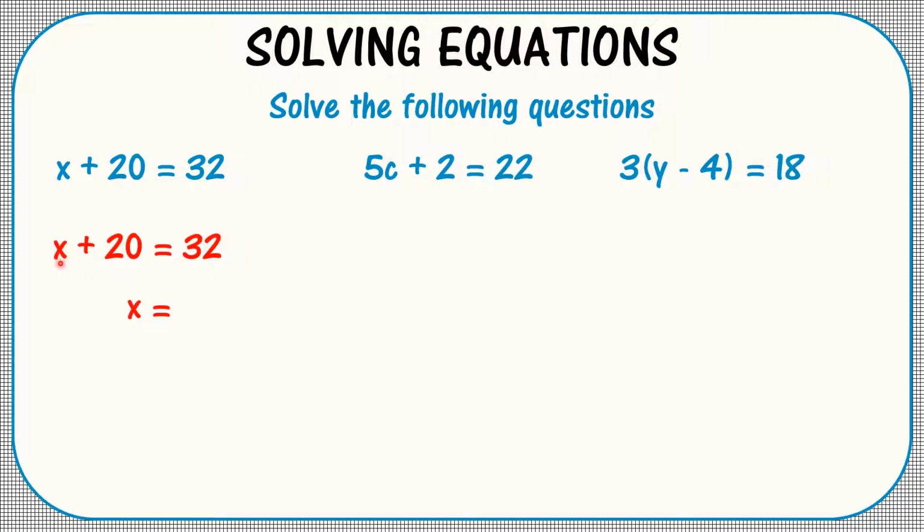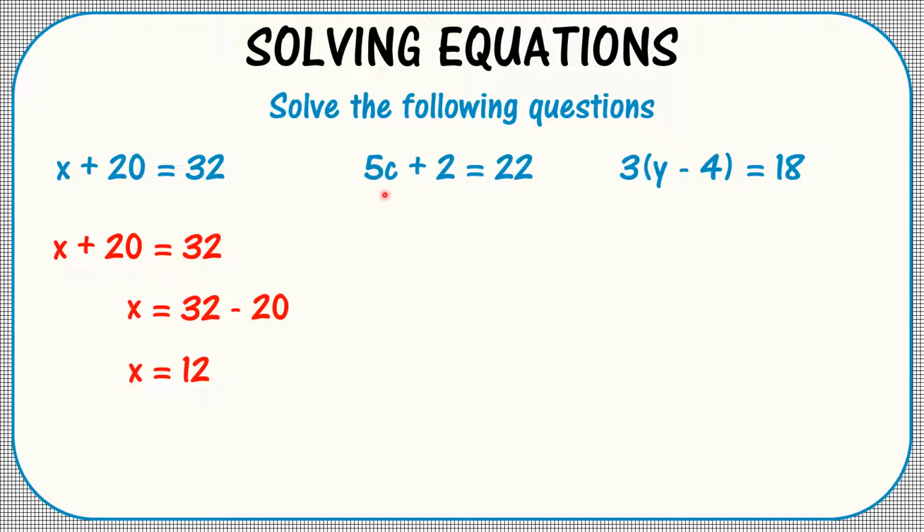Nothing has happened to this x, so we can just bring it down. Nothing has happened to this 32, so it will stay the same. This plus 20, on the other side it becomes minus 20. Therefore x is equal to 32 minus 20. We'll solve this question. Therefore x is equal to 12.